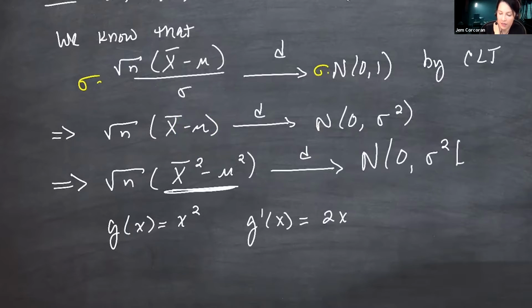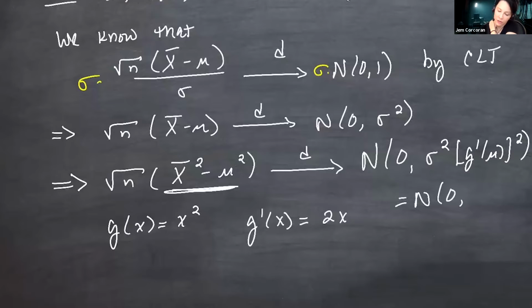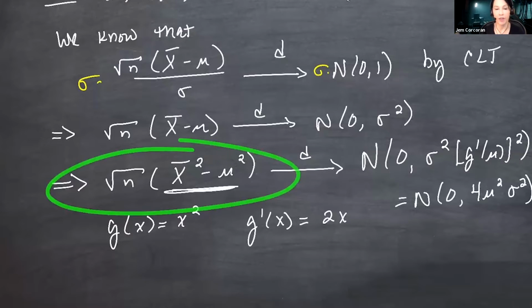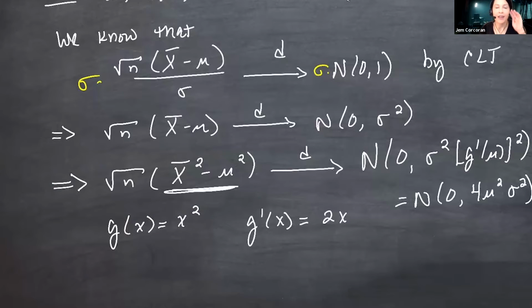So this is g prime of mu squared, which is a normal 0, 2 mu all squared, so it's going to be 4 mu squared sigma squared. And I'm sure some of you are wondering why you could possibly even care about what this goes in distribution to. And today we are starting some actual stuff that looks like statistics, like confidence intervals.